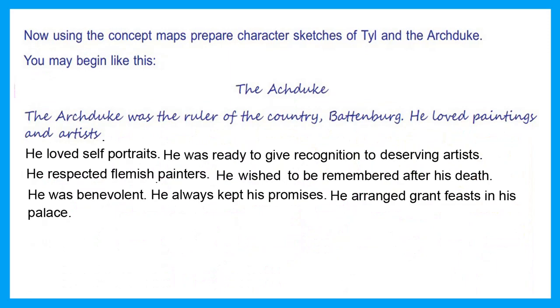Now, using the concept maps, prepare a character sketch of the Archduke. The Archduke was a ruler of the country, Battenberg. He loved paintings and artists. He loved self-portraits. He was ready to give recognition to deserving artists. He respected Flemish painters. He wished to be remembered after his death. He was benevolent. He always kept his promises. He arranged grand feasts in his palace.